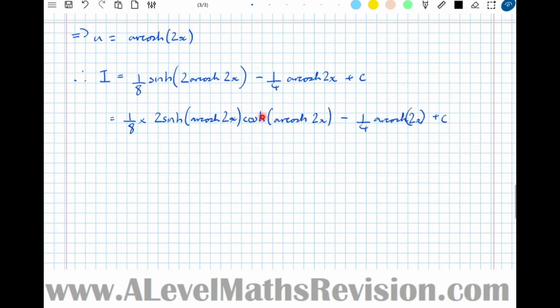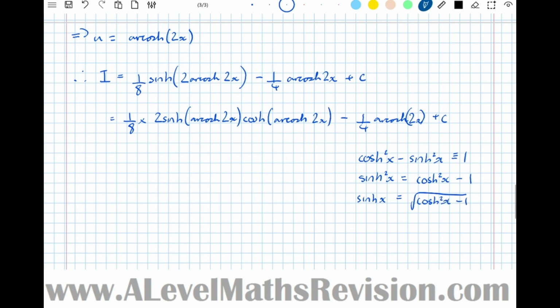This bit's relatively straightforward to tidy up. Cosh of arcosh of 2x is just 2x. This one's slightly more difficult, but we did one like it just before. So using the hyperbolic identity, cosh squared x minus sinh squared x is identical to 1, I get sinh squared x equals cosh squared x take 1. So sinh x equals the square root of cosh squared x take 1. So an eighth times 2 is a quarter, so it equals a quarter.